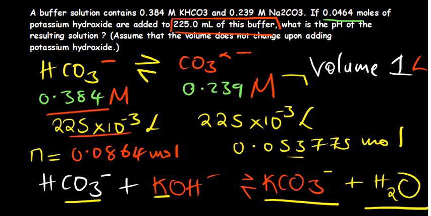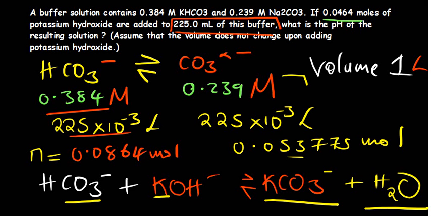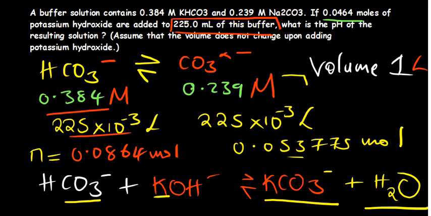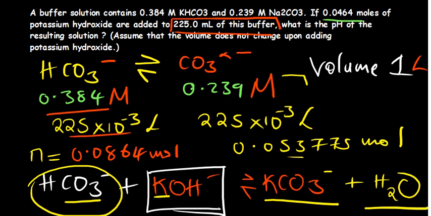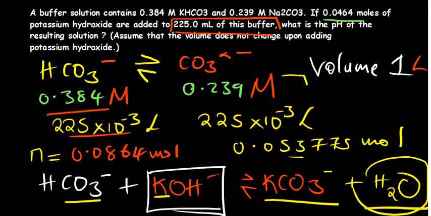I just wanted to write these equations to show what is basically happening in this case. The base that we are adding to our solution, which is potassium hydroxide, is basically reducing our acid. Why? Because it's neutralizing the acid and leading to the formation of water. But not only is that happening, we are also increasing the carbonate concentration. Just like we've seen, carbonate is going to increase in the solution. So therefore, we are leading to an increase in our conjugate base in the solution.